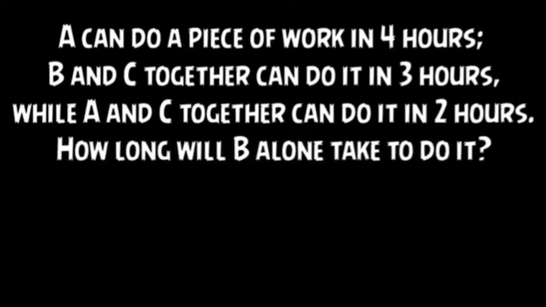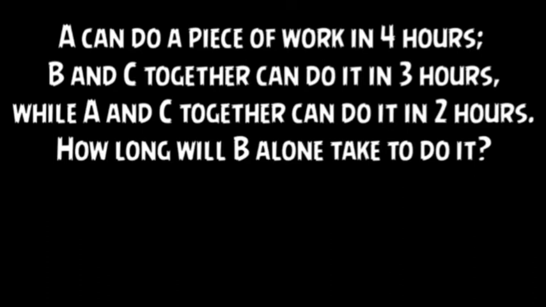A can do a piece of work in 4 hours, and B and C together can do it in 3 hours, while A and C together can do it in 2 hours. How long will B alone take to do it? So there are three persons. A can do the work in 4 hours, B and C together can do it in 3 hours, and A and C together in 2 hours. So we are asking in how long B alone can do it. Okay, let's do it easily.